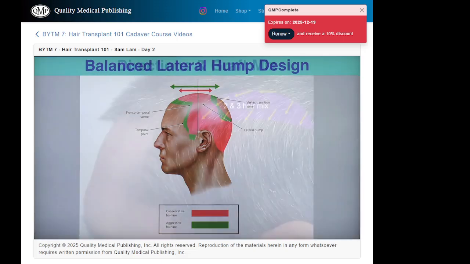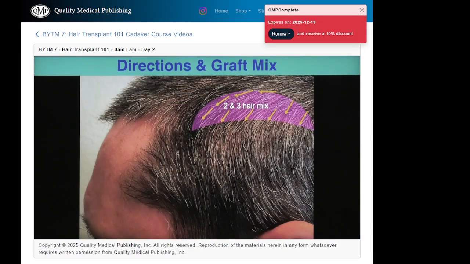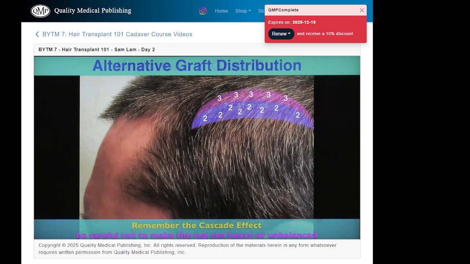Does that make sense? So this is just showing you the lateral hump again. You see that first row goes forward and then it goes down. I'm mixing 2 to 3 hairs. Now here's a cascade, but again, it may be complicated. I place more 3-hair grafts if I have them high up because they cascade over. But that's the problem because if recessions, you have more thinness on top as it goes down, right?